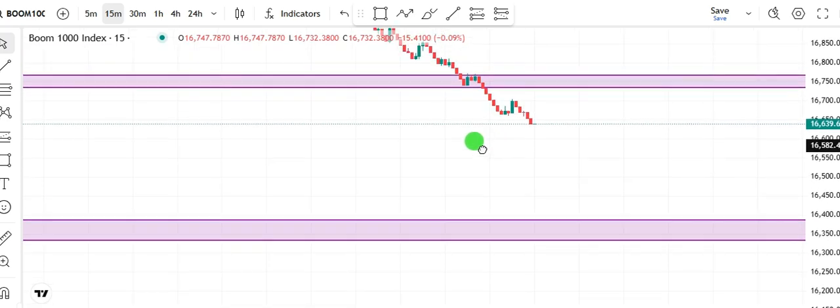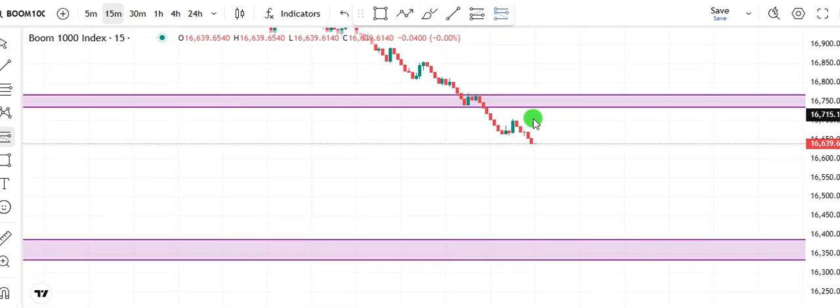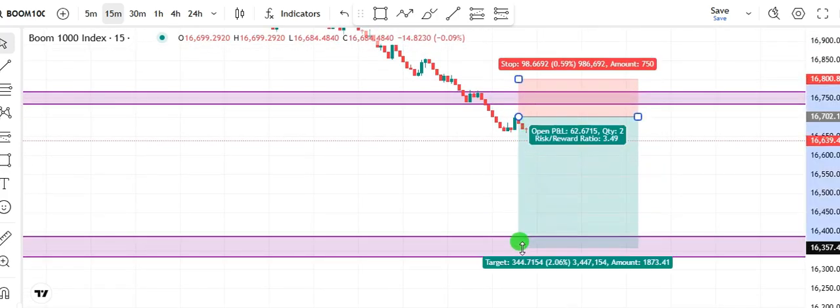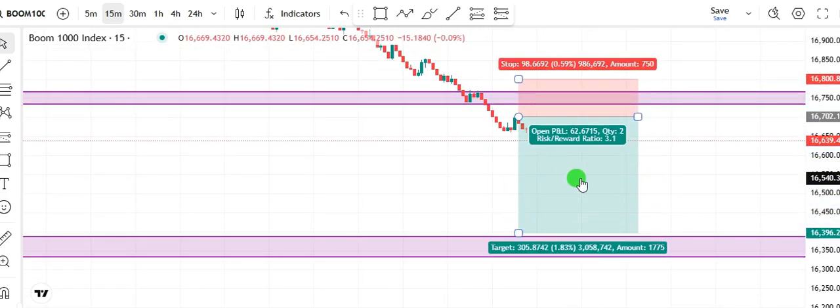Of course, I would have preferred this if I had seen it somewhere around this level. So maybe just targeting above this zone, this would have been the best option to go short.